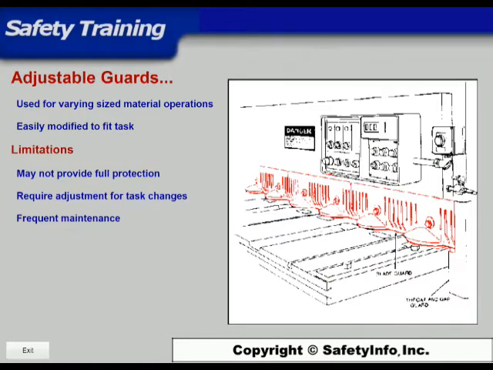Adjustable guards are sometimes required for machine operations that take varying sized and shaped material or are used in a variety of production operations. Advantages of adjustable guards are that since they are easily modified, they can be used for several specific applications that involve varying sizes of stock or working material. The limitations of adjustable guards are that the protection may not be complete at all times, and they may require frequent maintenance or adjustment.